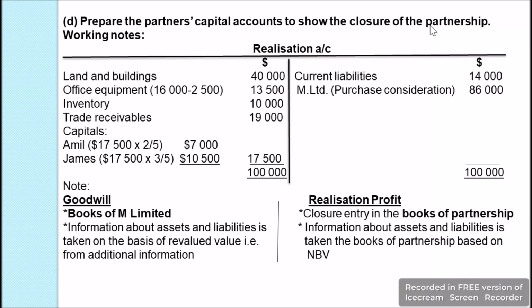So when we are taking the closure entries, the value of assets and liabilities will be on the basis of the net book value, which was mentioned in the books of accounts of the partnership of Amil and James. This may be different because here the value is net book value, not the revised value of assets and liabilities, and based on this we got a different realization profit, that is, 17,500.